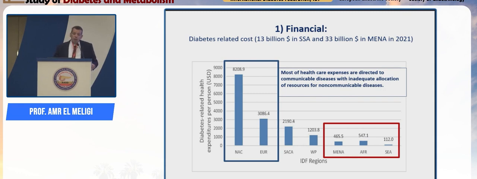Number one, financial. This is the most important factor. Diabetes costs about $30 billion in sub-Saharan Africa, 33 billion in the MENA region. The graphs show the lowest income, the lowest financial cost for diabetes in the MENA region, Africa and Southeast Asia, compared with North America and Europe.